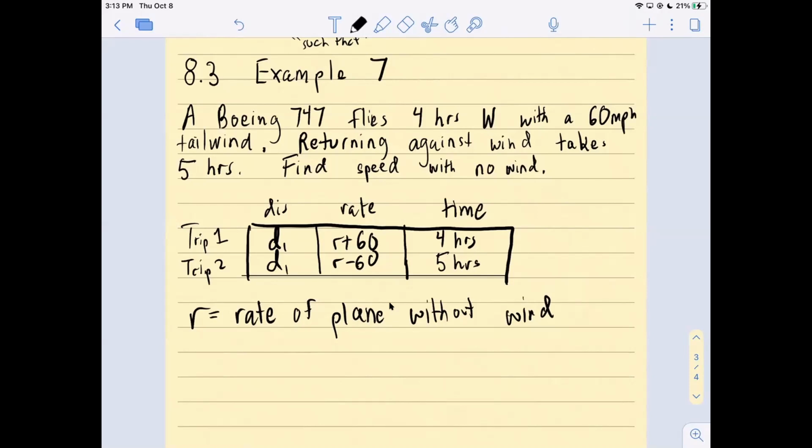Okay, now we have our two equations, two unknowns, and we can set it up. So we have D equals R plus 60 times 4. And we also have D equals R minus 60 times 5. What approach would you guys like to do here? Elimination or substitution? Either one is fine.